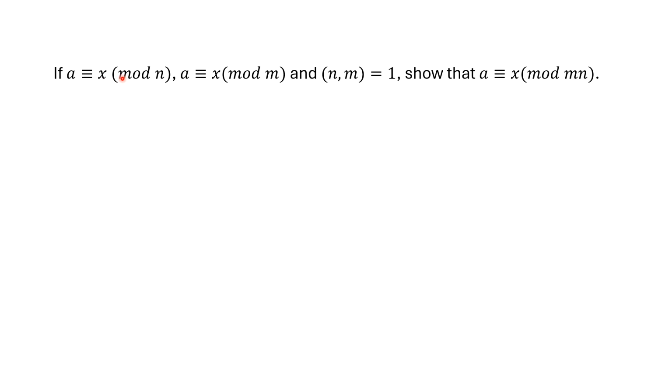If a is congruent to x mod n, and a is congruent to x mod m, and n and m are relatively prime, in other words, their GCD equals 1, show that a is congruent to x mod m times n.